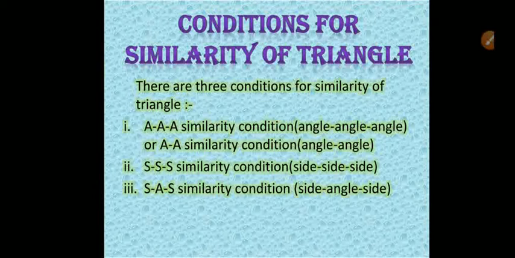Third one, SSS similarity condition, means all three sides are proportional. The ratio of all three corresponding sides is equal. At that time you can say that this criterion occurs. And the next one is the SAS criterion. Two sides are proportional, means the ratio of two sides is equal, and their included angle is equal. Then you can say that the SAS criterion occurs for similarity.